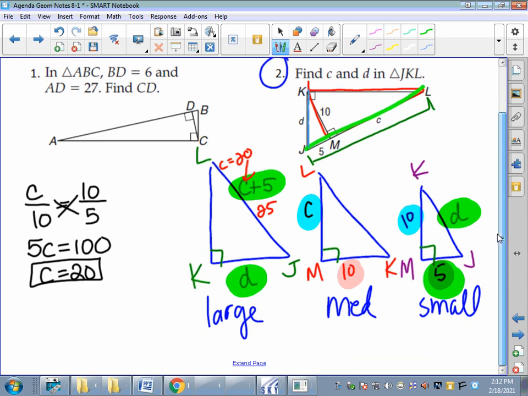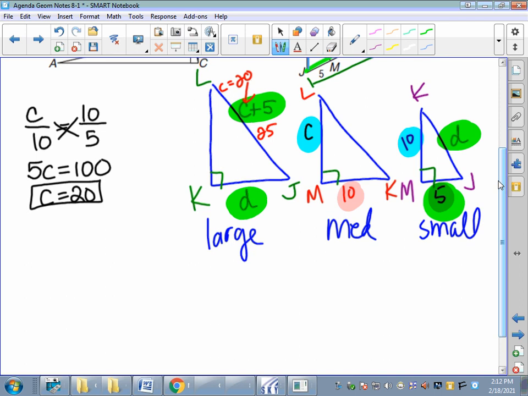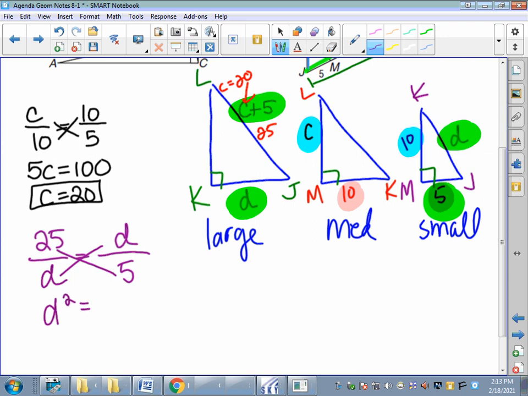So this time I'm going to use my large and my small to set up a proportion. In the first problem to find C, I use this medium and the small. So if I set this up, I'm going to do hypotenuses. So I'm going to do 25 over D for the large to the small. And then I'm going to do that short leg equals D over 5. And cross multiply these guys. So D times D is D squared. 25 times 5 is 125.